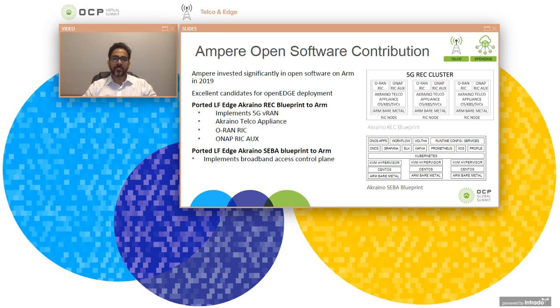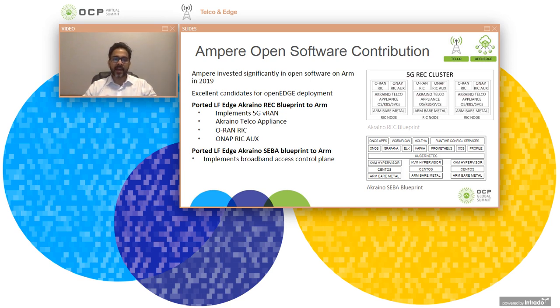This blueprint is made up of multiple components. It has the 5G vRAN, it has the Akraino telco appliance. The Akraino telco appliance is a bare metal stack that enables virtualization of hardware for 5G telco applications. There are two such applications that are run in this blueprint. They are the ORAN RIC and the ONAP RIC AUX. The ONAP RIC AUX is responsible for network management as well as the management of the virtual instances.